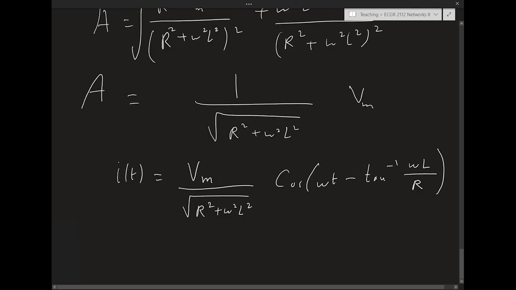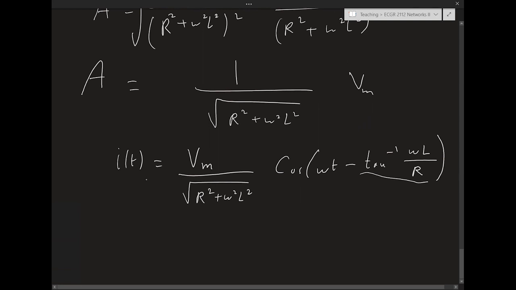Notice what makes the response in phase with the forcing function? If L equals 0, the response will be in phase because the phase angle is going to be 0. What happens if R equals 0? Then this term is going to approach infinity. What angle has a tangent of infinity? 90 degrees, right? So the phase angle is going to be minus 90 degrees. So we say that the current lags the voltage by 90 degrees. It's behind the voltage by 90 degrees.